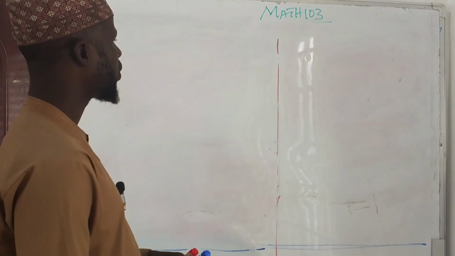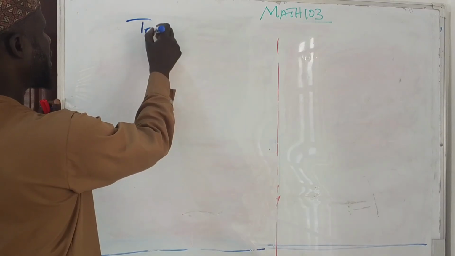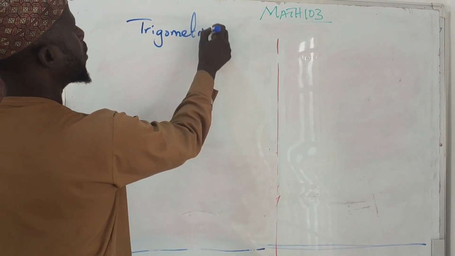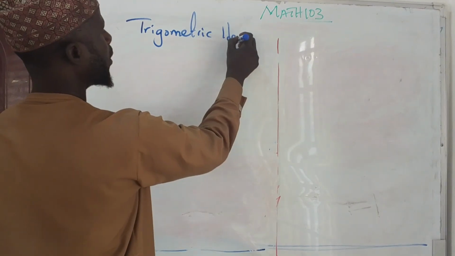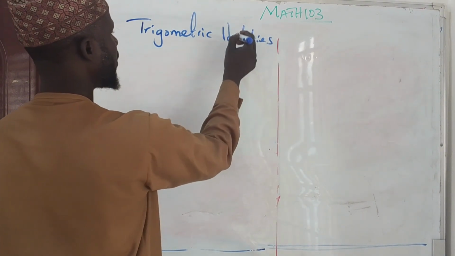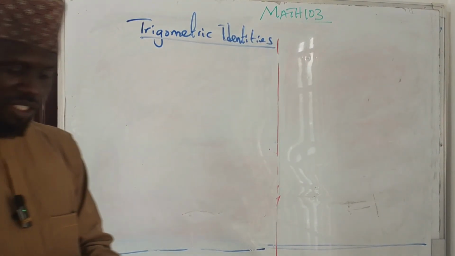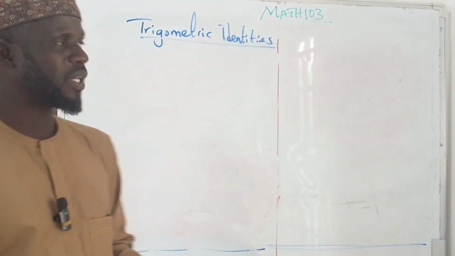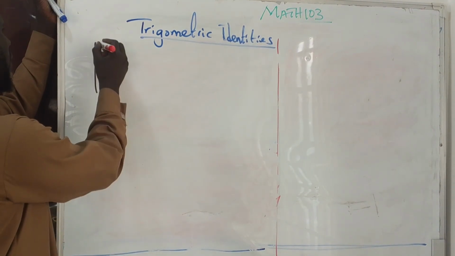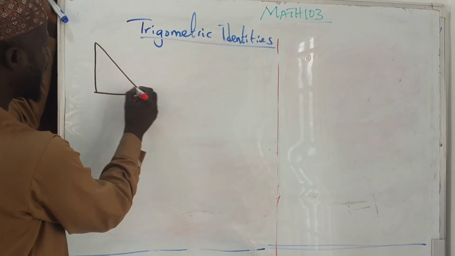In this video lecture, we are going to look at trigonometric identities. Of course, the lecture is Math 103, and it is trigonometry and coordinate geometry. So the trigonometric identities we are going to look at, we are starting with the Pythagorean identity.